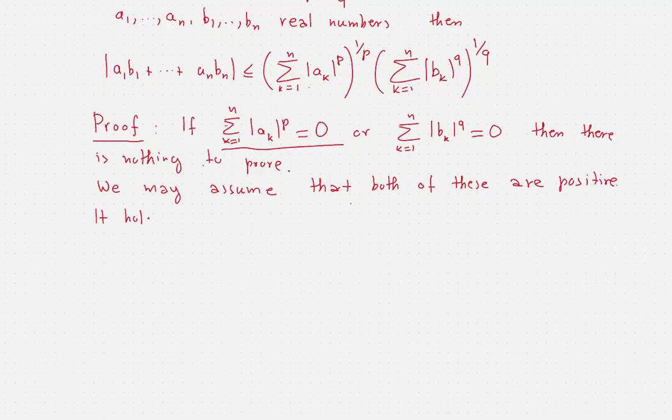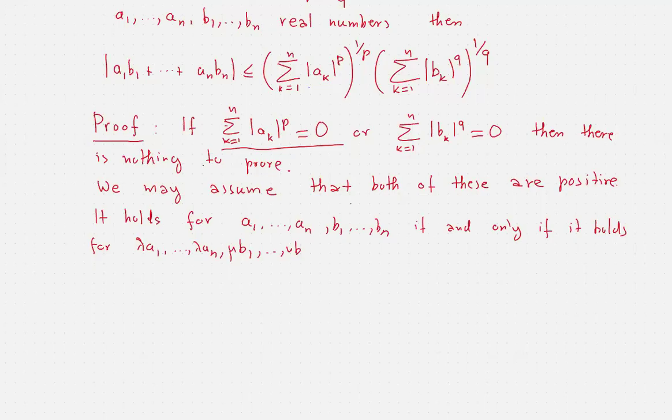for a1 up to an and b1 up to bn if and only if it holds for lambda a1 all the way to lambda an and mu b1 all the way to mu bn for some lambda, mu that are greater than 0. Okay, now ask yourselves why.